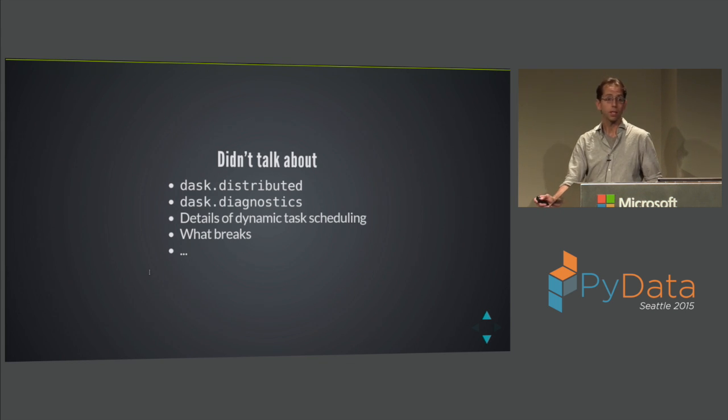We didn't talk about distributed scheduling. That exists. Love people to play with it. Diagnostics, things like profiling. Dask has a great parallel profiler that's really good to analyze parallel algorithms. We didn't talk about the details of dynamic task scheduling. That's a really interesting topic that I think other projects should think about. We also didn't talk that much about what breaks. If you go out the bottom of most of those notebooks, there are limitation sections. And in most of the documentation, we're pretty honest about what doesn't work.